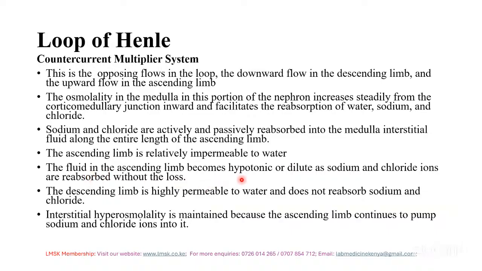And then the ascending limb becomes hypotonic because there is now water permeability through the action of hormones that control water homeostasis in the kidneys. And the chloride ions are reabsorbed without their loss, so that this hypotonic fluid is now released as urine, which will also be concentrated again depending on the amount of solutes, sodium and others like urea in the blood.